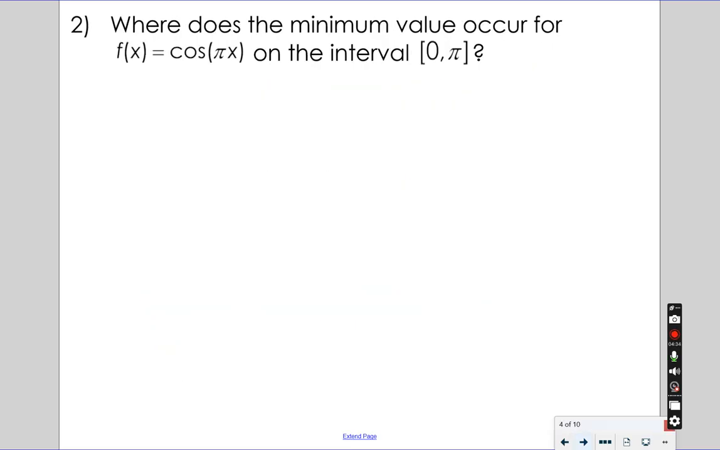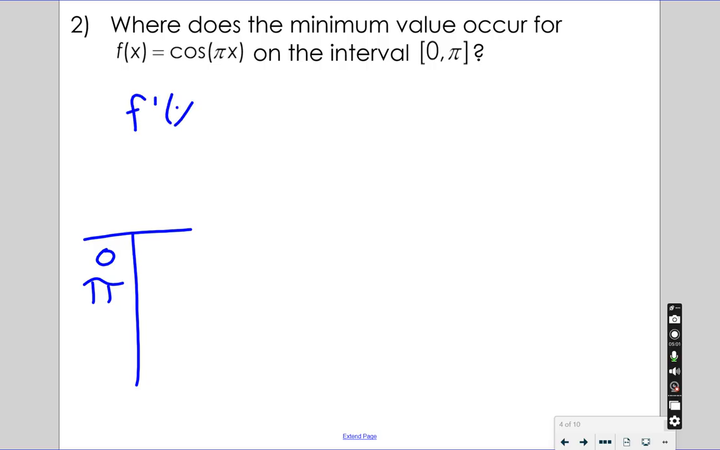All right, here's one more of those. Where does the minimum value occur on the interval 0 to pi? All right, so again, I'm finding an absolute minimum or maximum. Candidates test. I'm going to go ahead and put my endpoints on the table, 0 and pi. Now I need my critical values. That is where the derivative is equal to 0 or undefined. So let's find our derivative.